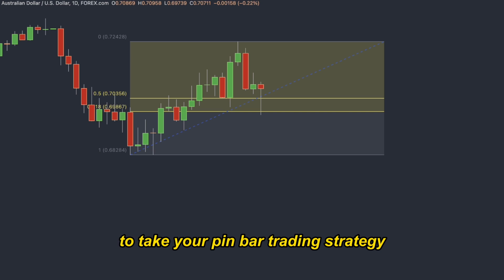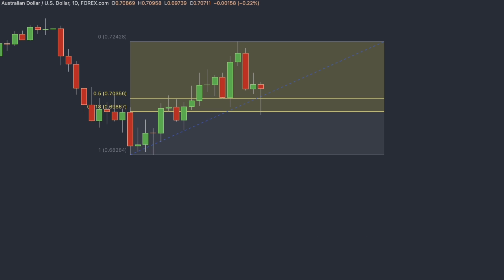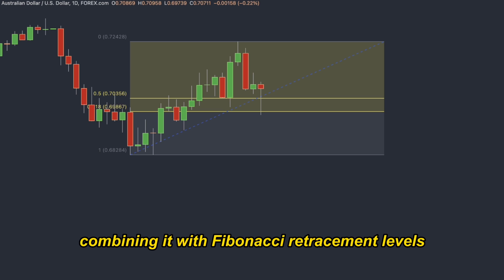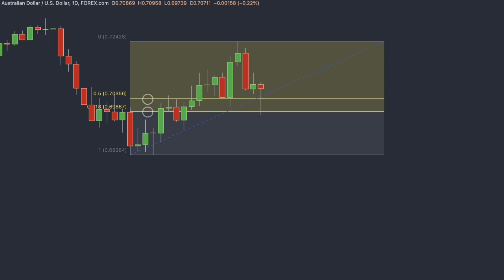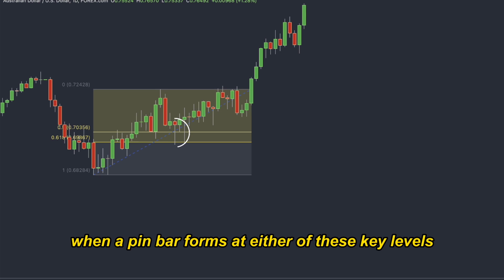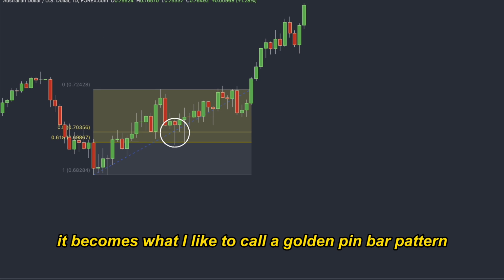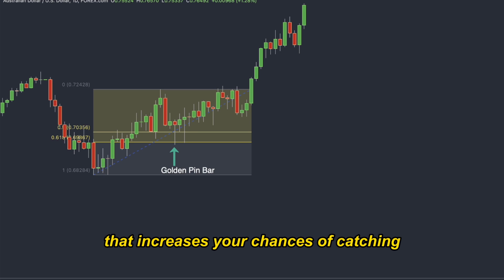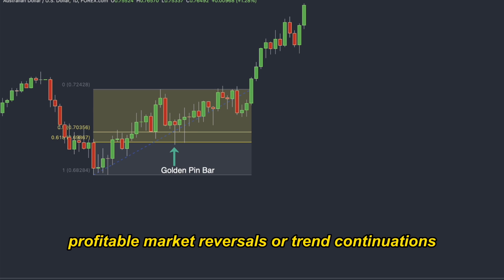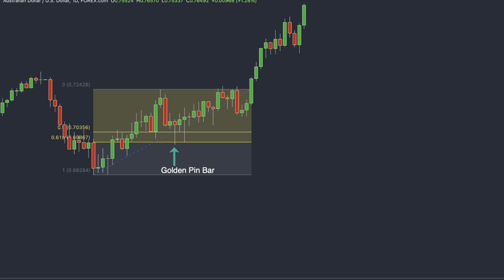To take your pin bar trading strategy to the next level, combining it with Fibonacci retracement levels, specifically the 50% and 61.8% levels, can give you a serious edge. When a pin bar forms at either of these key levels, it becomes what I like to call a golden pin bar pattern, a powerful combination that increases your chances of catching profitable market reversals or trend continuations.